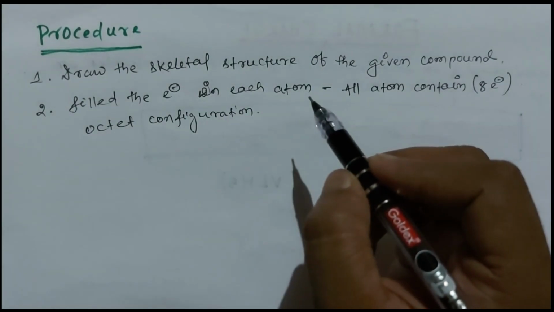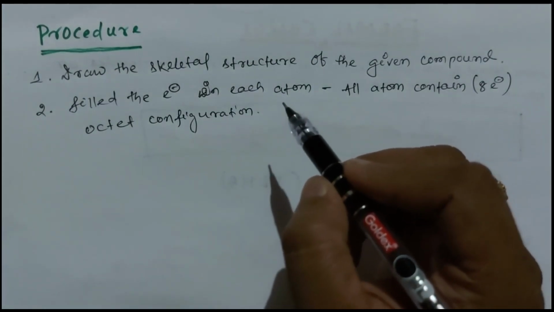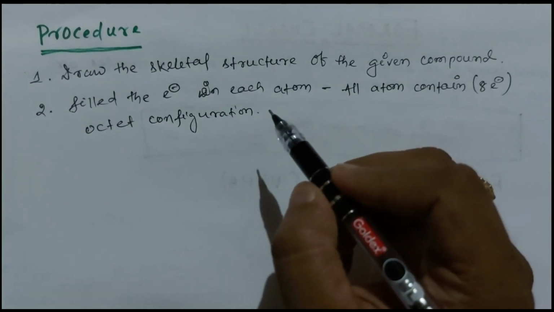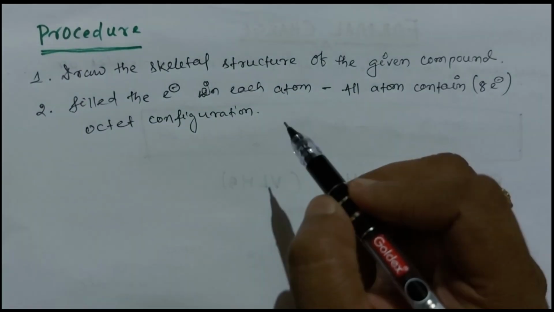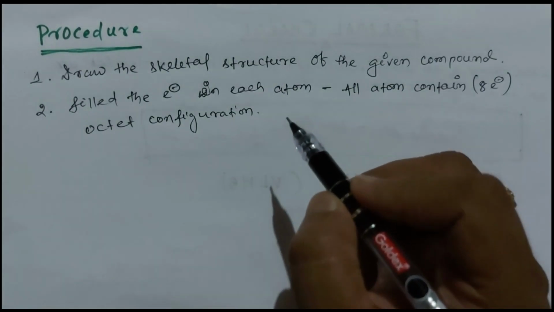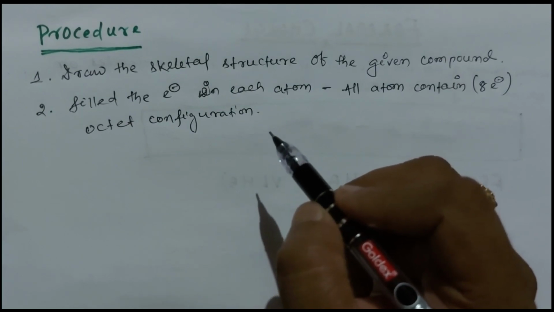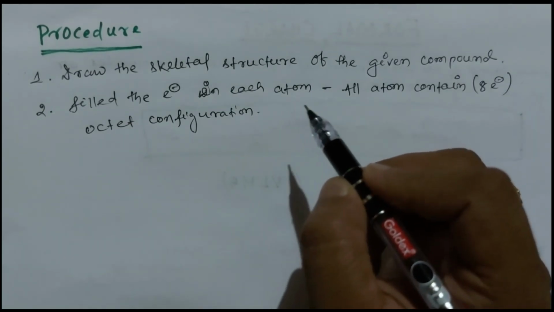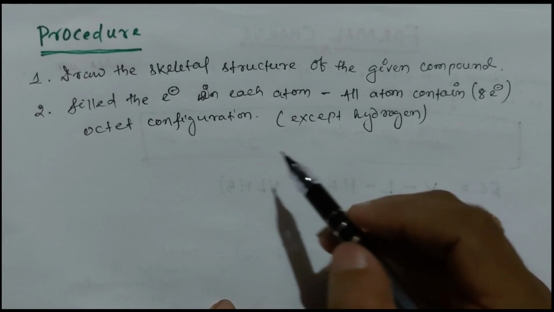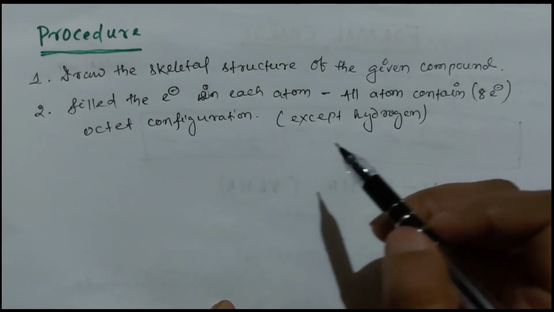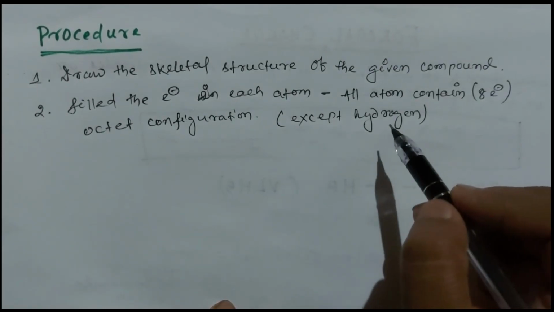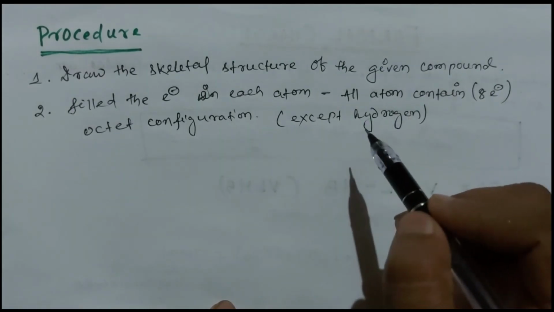We will fill up electrons in all the atoms so that it will satisfy the octet configuration. That means all the atoms contain 8 electrons. We will go for the octet configuration. So except hydrogen, all the atoms contain 8 electrons.